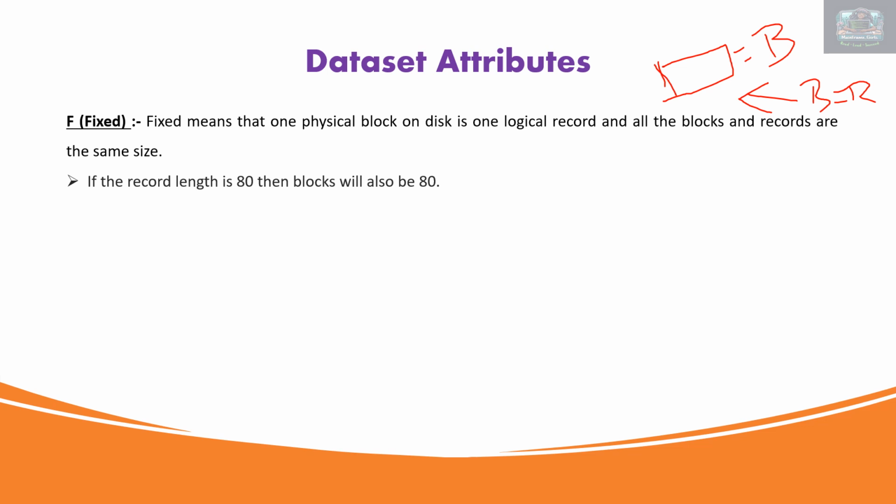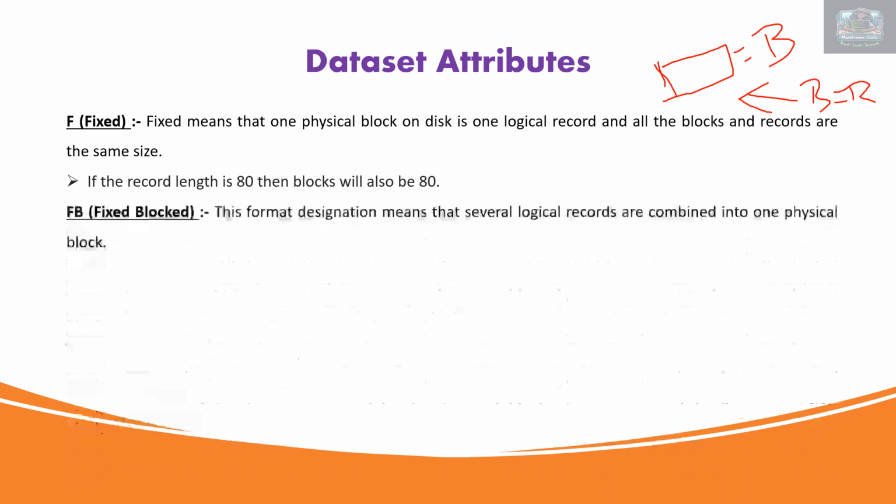So we prefer this less. So next comes fixed block. So that here, as I told you, we are blocking, means we are grouping up some of the records. So here, this is a block and these are the records of the same size. All blocks, all records will be of the same size.